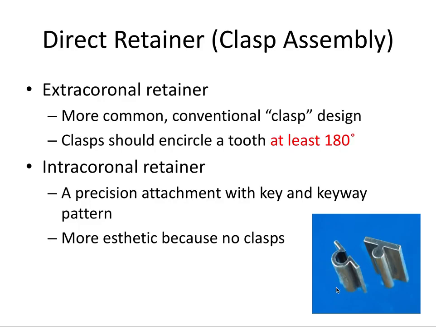The female part would have to be part of a crown called a survey crown, which is specifically designed to be used as the abutment tooth for a partial, and it would have the rest seats and everything built into that tooth. And then this male part would have to be part of the framework of the partial. But otherwise, we're going to focus mostly on extracoronal retainer design.